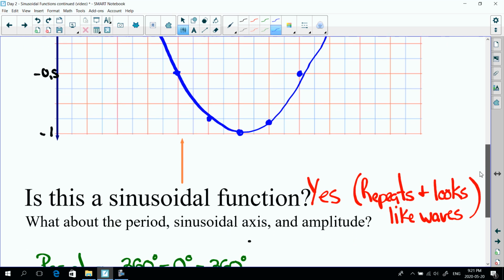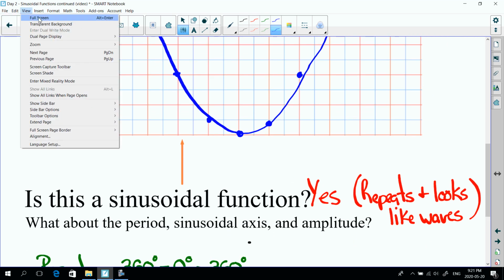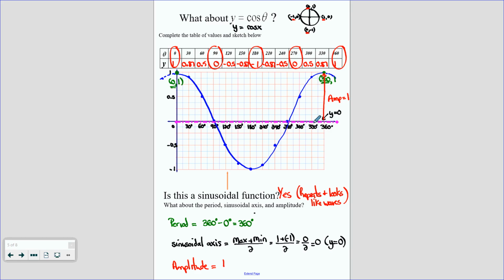So this is also a sinusoidal function. It also has a period of 360 degrees. So look, I took this x value right here, 360, and I subtracted this x value here, 0. The sinusoidal axis is halfway between the max and the min. So halfway between 1 and negative 1 would be 0. And the amplitude would go from the sinusoidal axis to the local maximum. A cosine curve is also a sinusoidal function as well. Okay, some people think that just because it says sinusoidal, it has to be a sine curve. It's not true. A cosine curve also is sinusoidal.